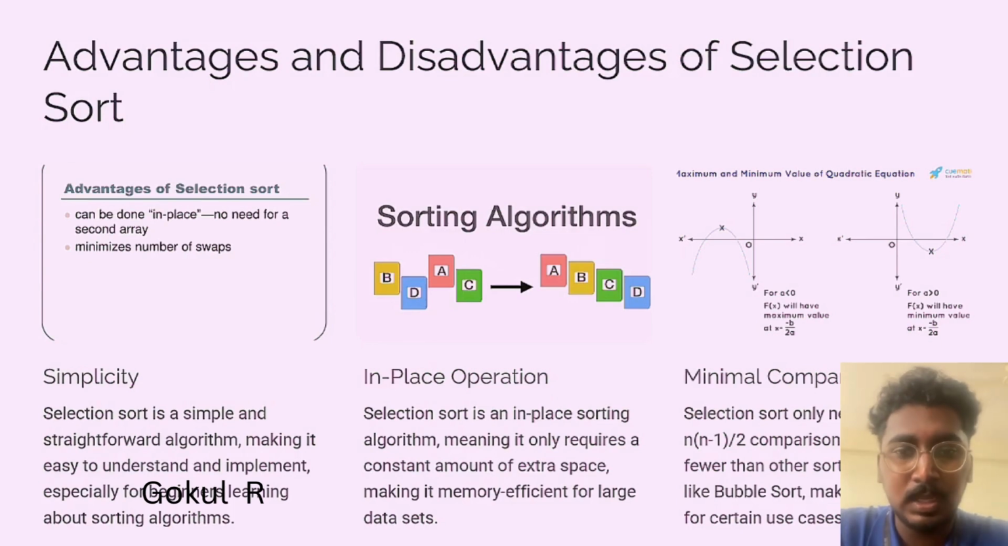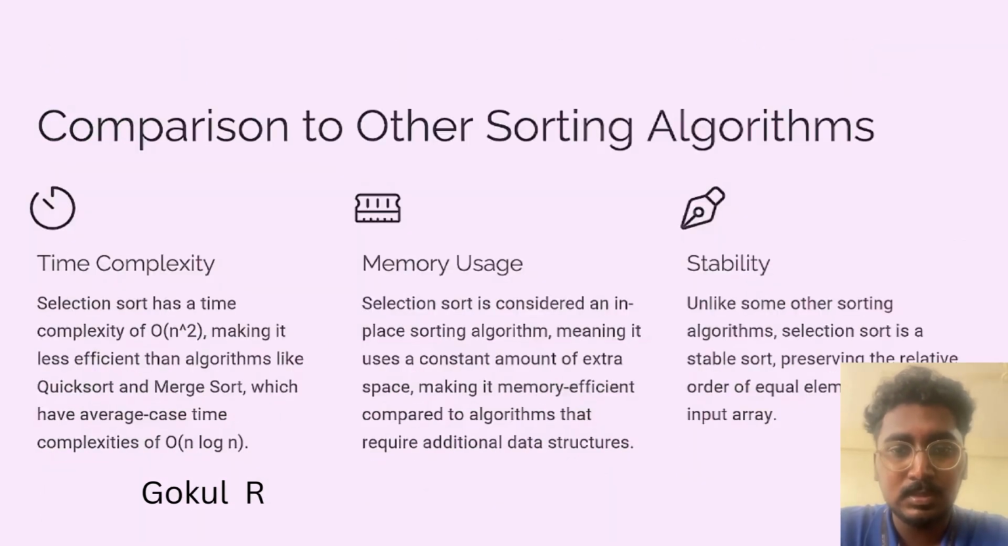Then the minimal comparison. Selection sort only needs to make comparisons, which are fewer than in other sorting algorithms like bubble sort, making it efficient for certain uses. Now the comparison to other sorting algorithms: time complexity, memory usage, and stability.